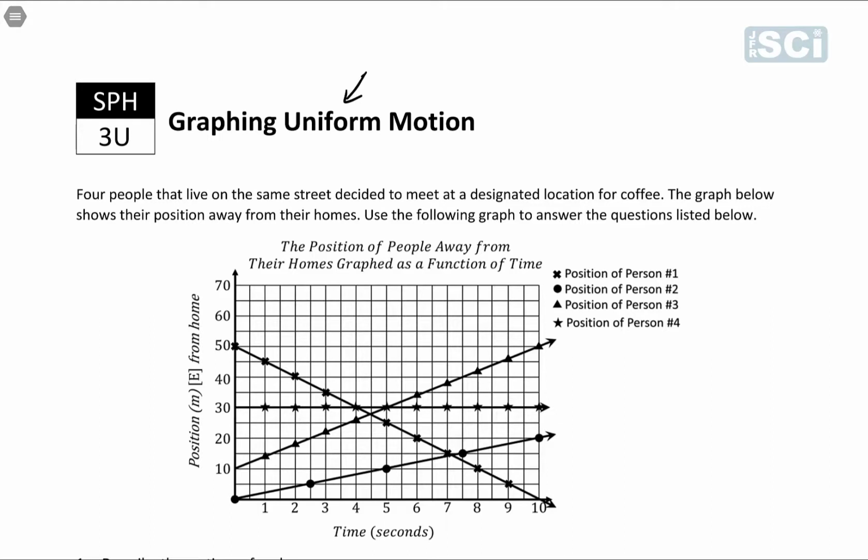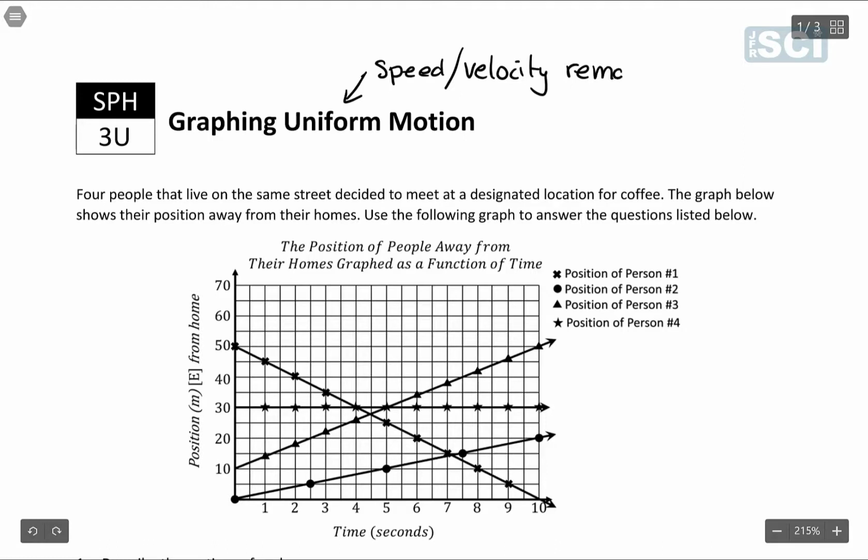So a nice way of looking at that would be that the velocity or the speed of the object is not changing. So I'm going to say speed, velocity remains constant. Okay, so that means that we don't have any acceleration occurring in our problems today. But we're going to go ahead and try to calculate some accelerations and whatnot.